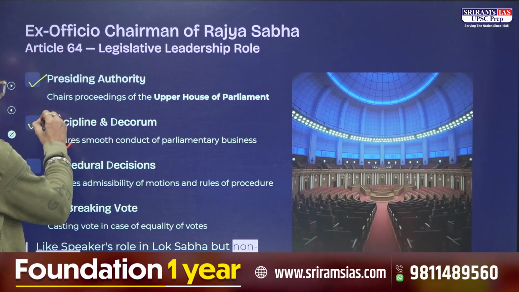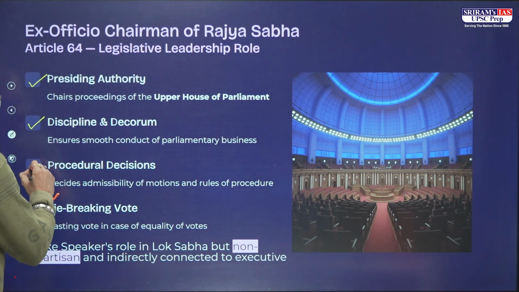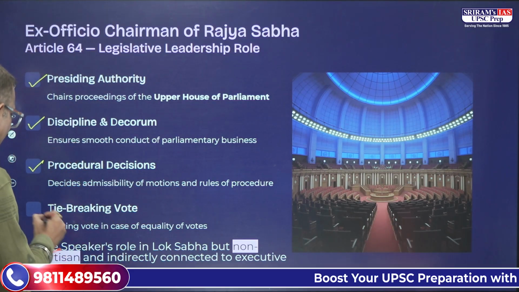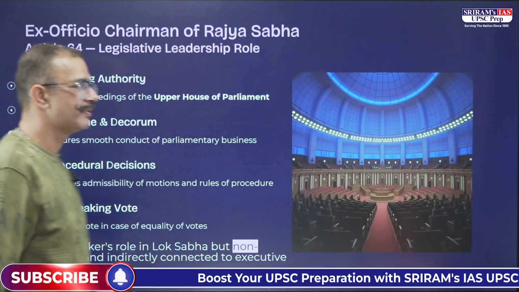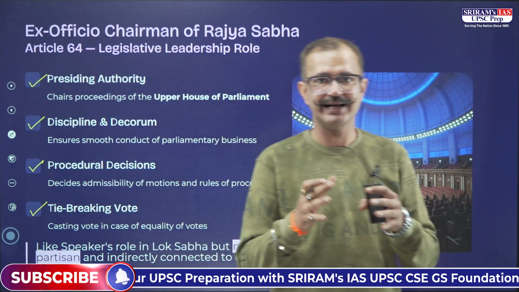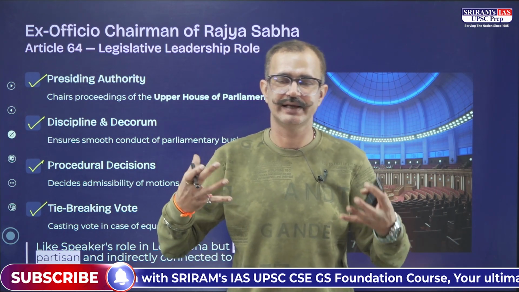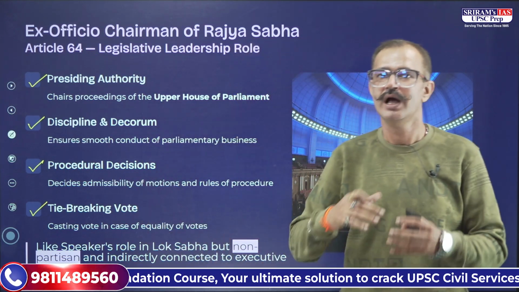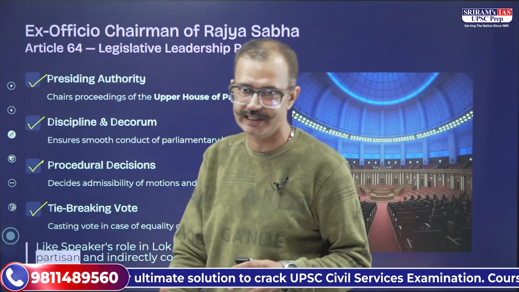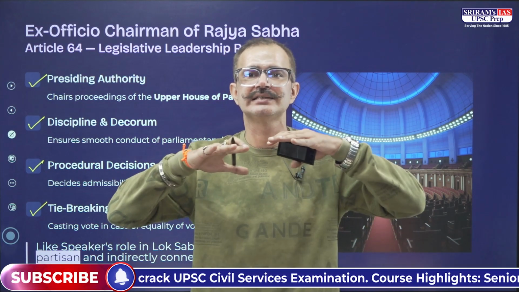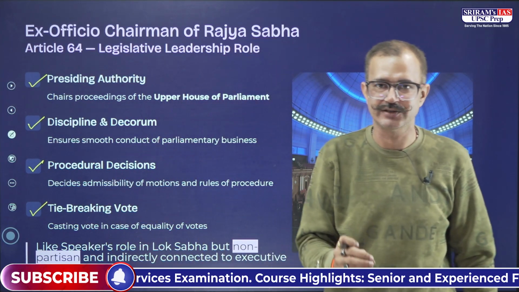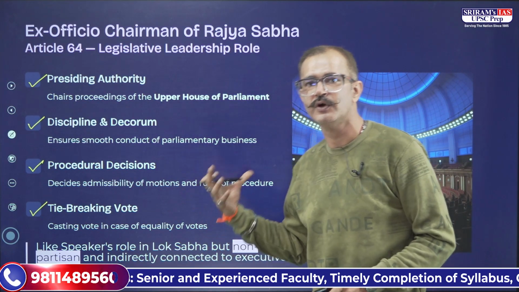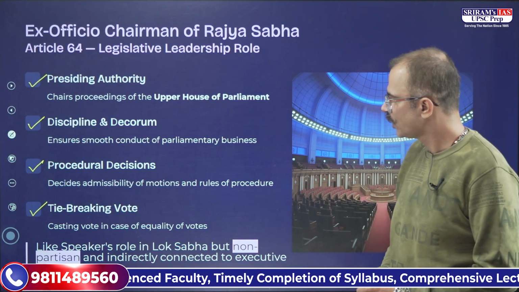Along with this, he maintains the discipline and decorum, and also decides admissibility of the motions and the rules of procedure. And in the event of a tie break, he has a casting vote. If there's a tie during the voting, then he can use his casting vote. Otherwise, he cannot vote in the first instance. Only when there is a tie and a decision has to be made can he vote. So he gets the casting vote in the case of equality of votes in the Rajya Sabha.